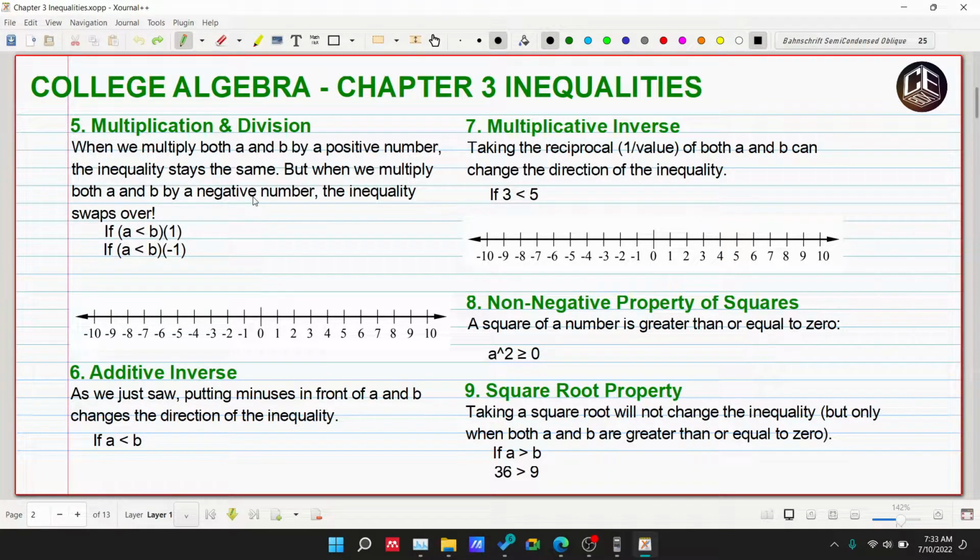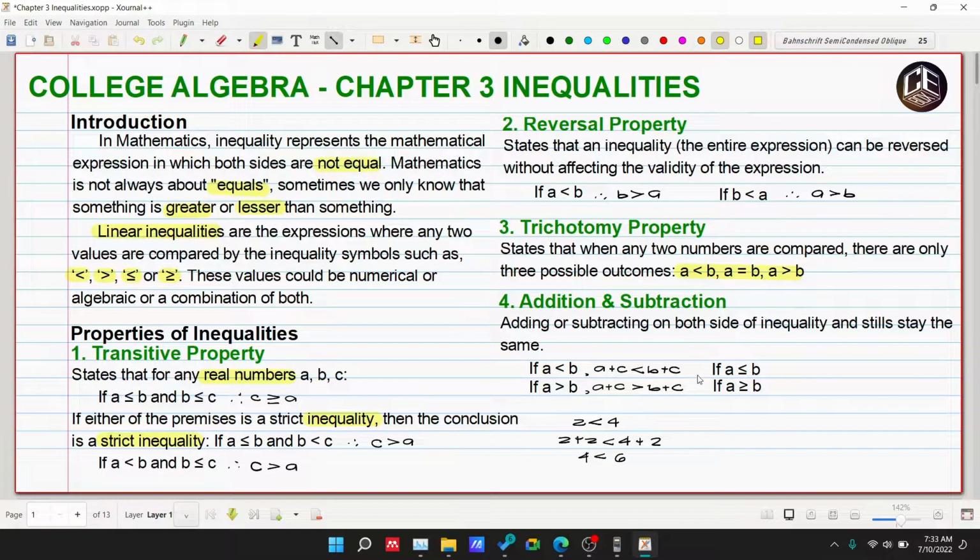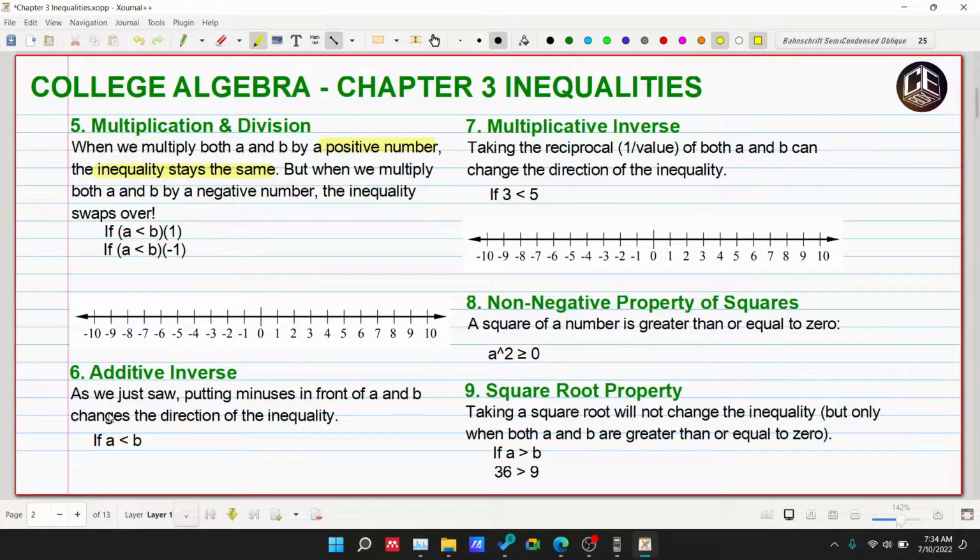So, when we multiply both A and B by a positive number, the inequality stays the same. Ayan, kapag positive number, the inequality stays the same. Parang dito lang sa addition and subtraction. Kung mag-add tayo rito, and mag-minus, parehas lang ang kakalabasan na inequality. Pero, okay, when we multiply both A and B by a negative number, the inequality swaps over. Okay, so paano nangyari yun?